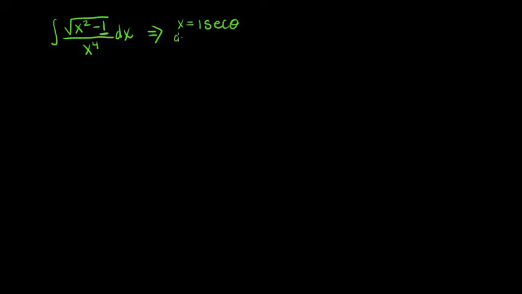Easy enough. Let's go ahead and take our derivative. The derivative now of secant is secant theta tangent theta d theta. Okay, moving to step 2, which is to actually plug this in. So let's rewrite this guy.